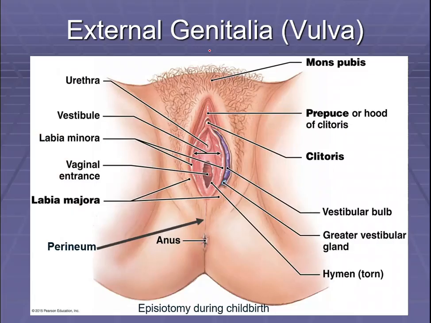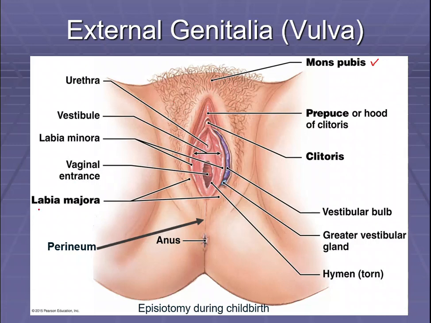Now, the external genitalia, also known as the vulva, consist of several structures. The first one is the mons pubis. This is the outermost structure. It's usually the upper round ridge region over the pelvic bone, and it's a hairy region of the external genitalia.